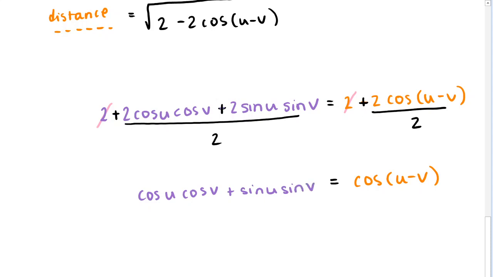This is our identity here, right? We have cosine of u minus v is equal to cosine of u cosine of v plus sine of u times sine of v. We've completed the proof of our identity.